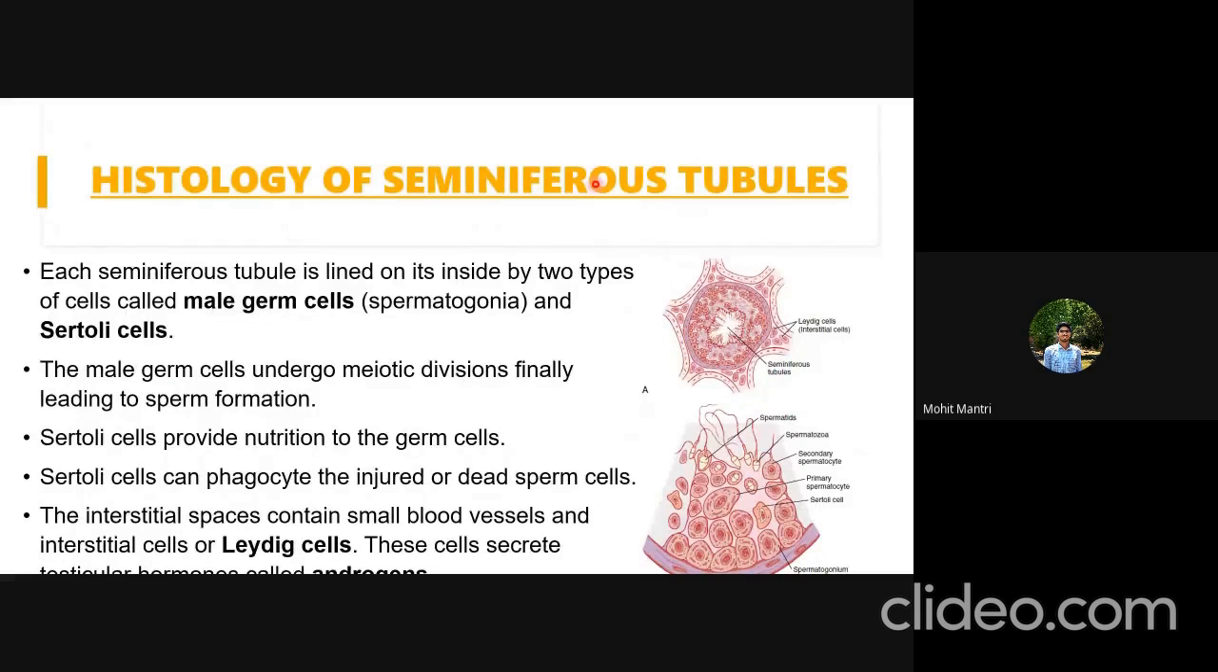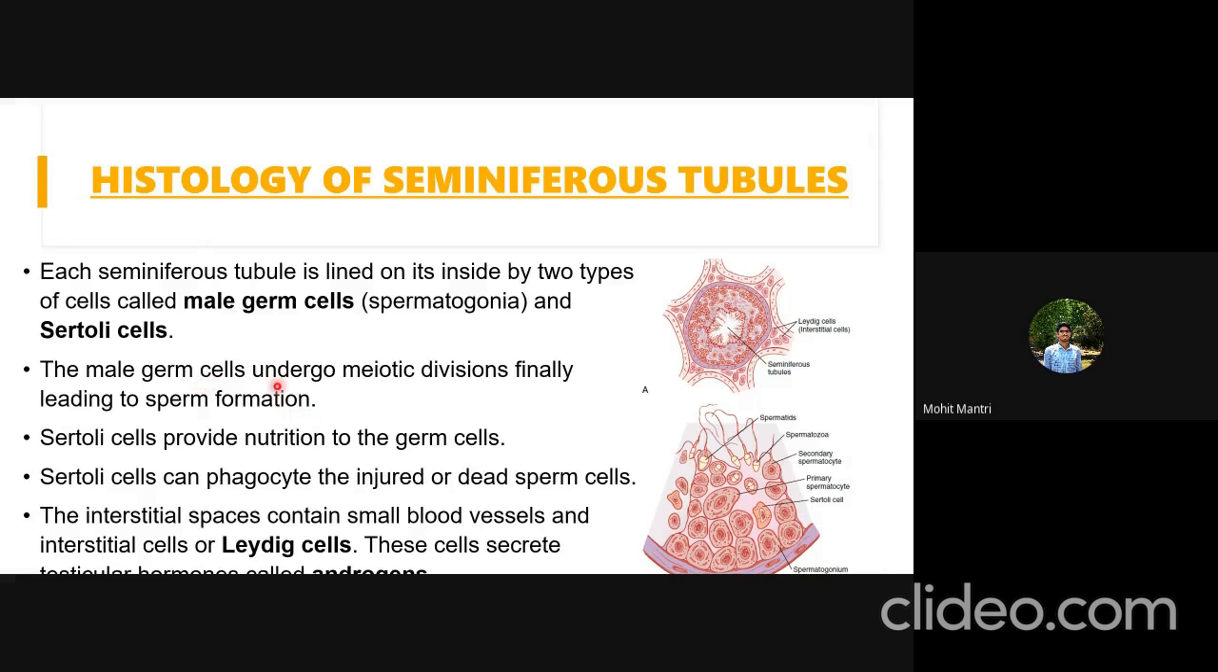Now, histology of seminiferous tubule. So, the seminiferous tubule of each testis is lined by 2 types of cell. One is the male germ cell, which is also known as spermatogonia, and the other is Sertoli cells. So here we can see this is the section of seminiferous tubule, and it consists of 2 types of cell. One is the spermatogonium or male germ cell, and the other is the Sertoli cell. This is the Sertoli cell.